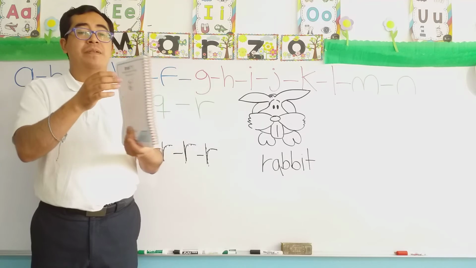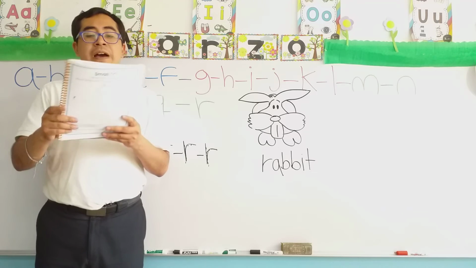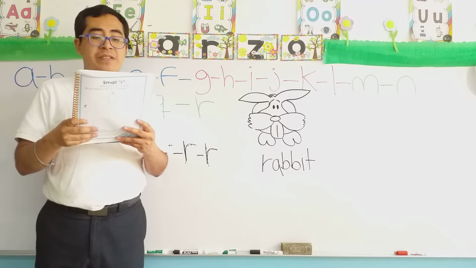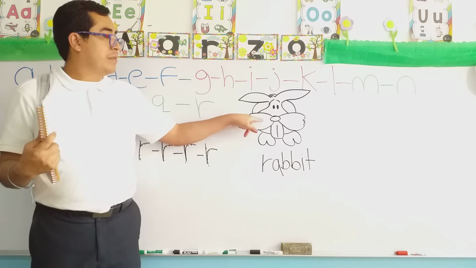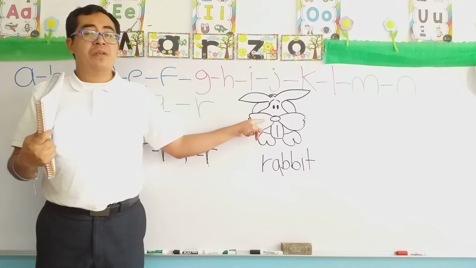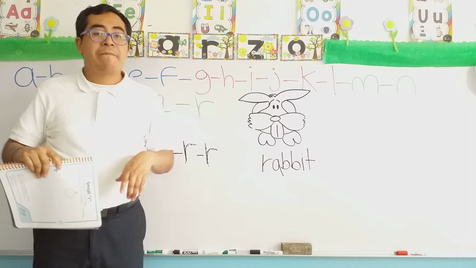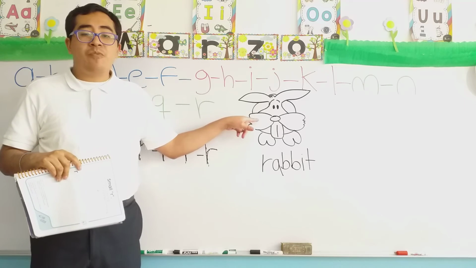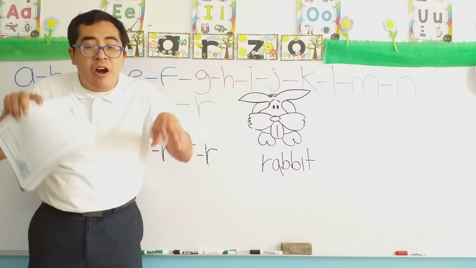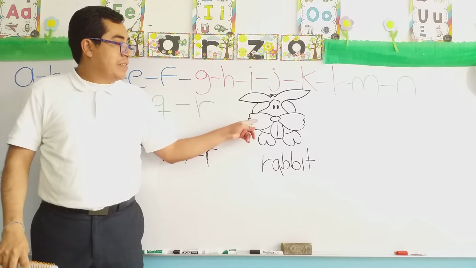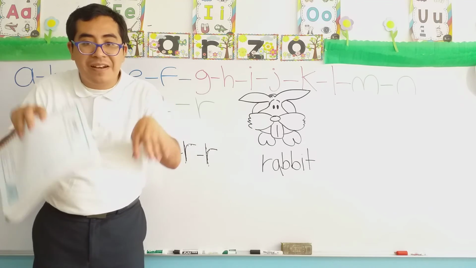Okay? Very good. Now remember that we have a small sentence on top of the activity. So it says, dice, this rabbit, este conejo, this rabbit is tired of running. This rabbit is tired of running. Este conejo está cansado de tanto correr.